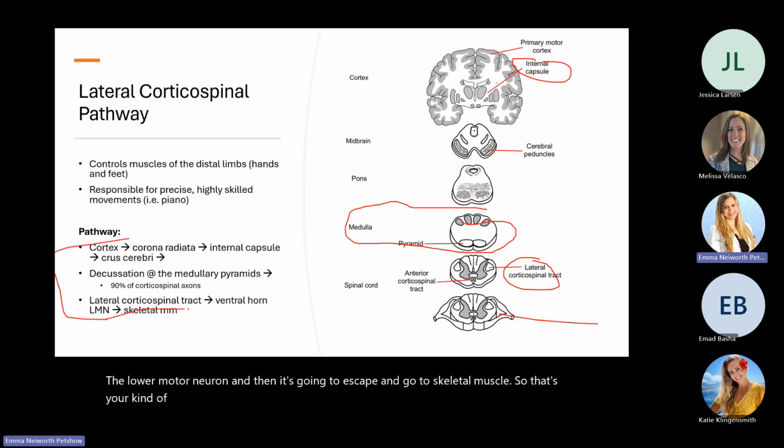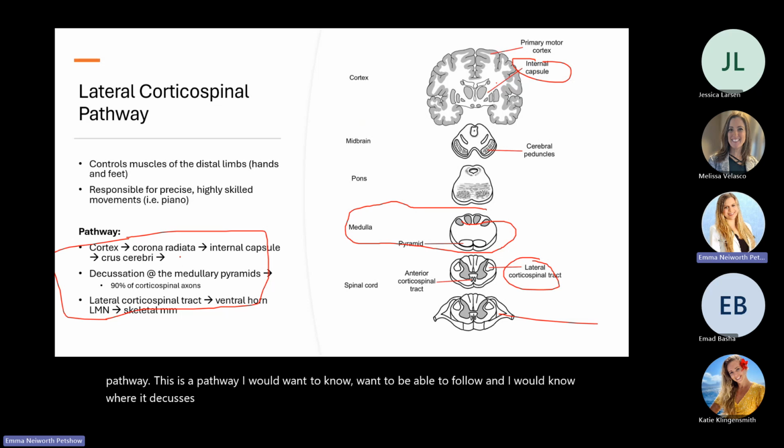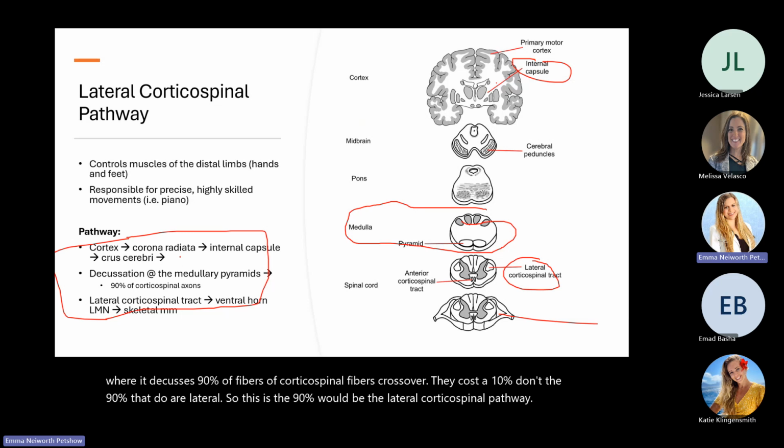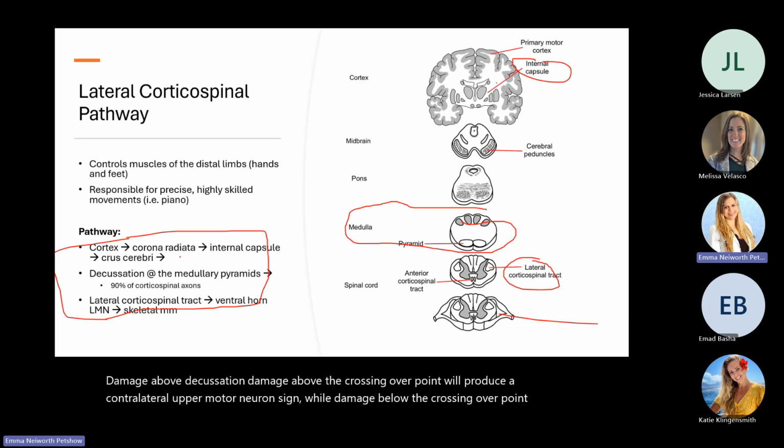Would I memorize this pathway? I would know this pathway. This is a pathway I would want to know, want to be able to follow, and I would know where it decussates. 90% of corticospinal fibers cross over. They decussate. 10% don't. The 90% that do are lateral. So the 90% would be the lateral corticospinal pathway. Damage above decussation, damage above the crossing over point, will produce a contralateral upper motor neuron sign, while damage below the crossing over point will produce an ipsilateral deficit.